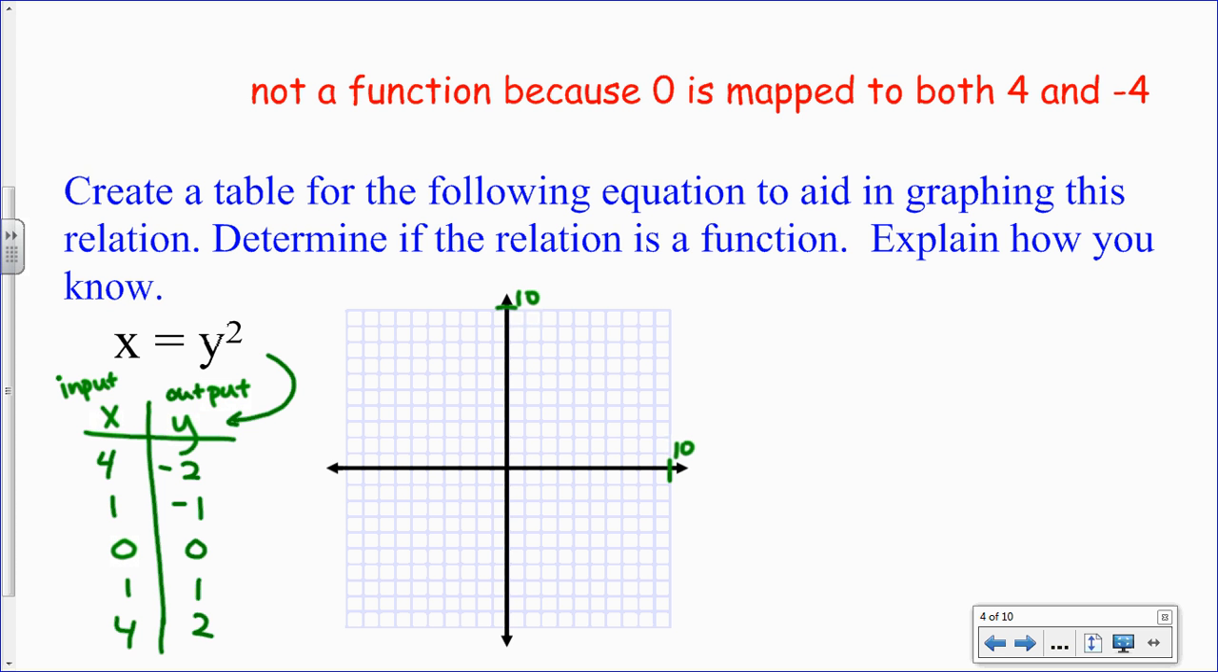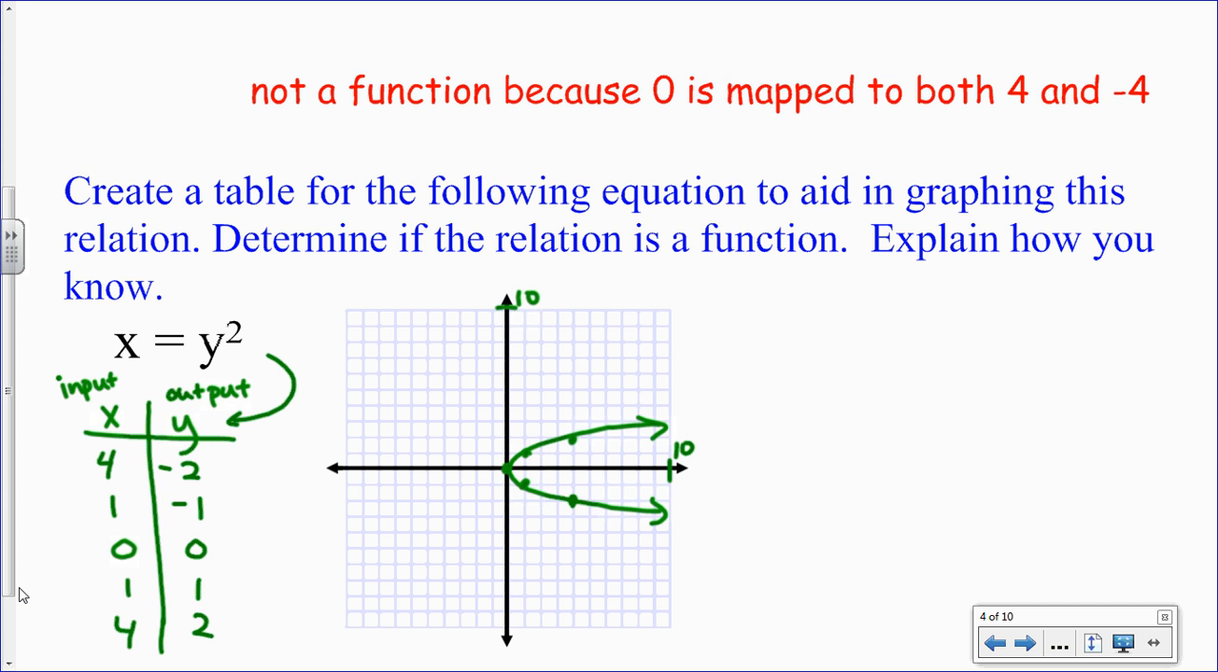For -2, 1, -1, 0, 0, 1, 1, and 4, 2. So what you have is a horizontal parabola. So it looks like this. And I'm wanting to see if that's a function.